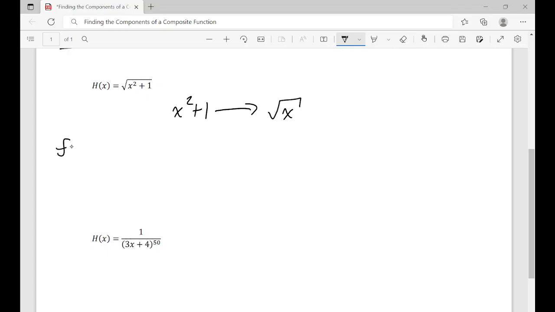So again, which one is which? So x squared plus 1 is being plugged into the square root of x function, which means it is our g function, x squared plus 1, which by default makes square root of x my f of x function. And so again, here are the two pieces to this composite function.